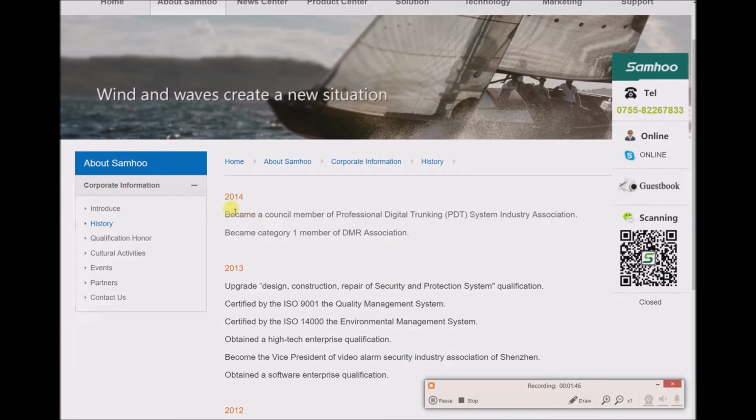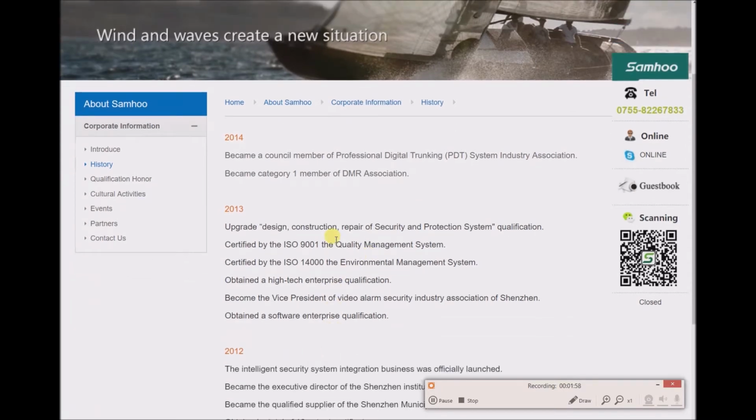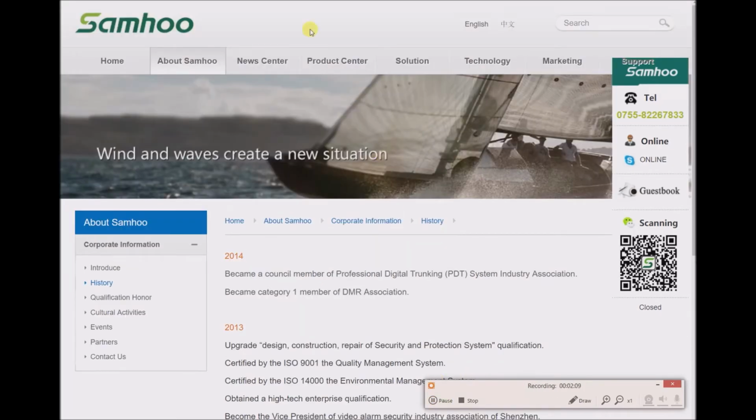So SAMHU became a council member of the Professional Digital Trunking System Industry Association, became a Category 1 member of the DMR Association, and looks like they got some ISO standardization. I'm familiar with that. Happens to every company around here. Upgrade, design, construction, repair of security protection system. Okay, let's look at the products.